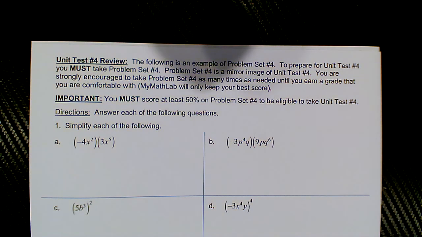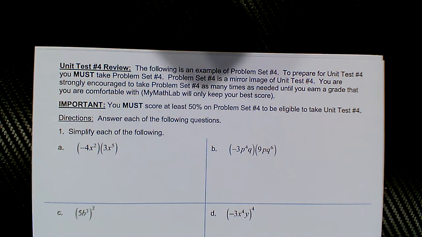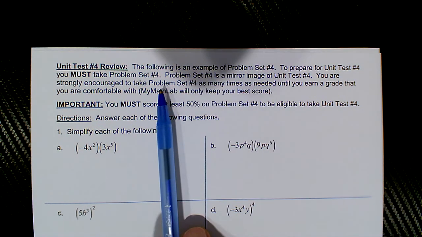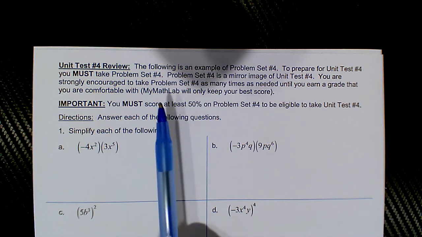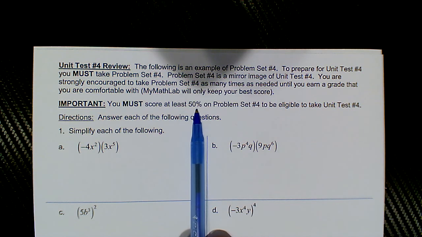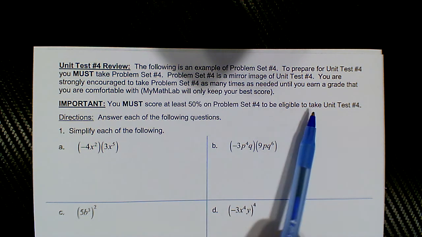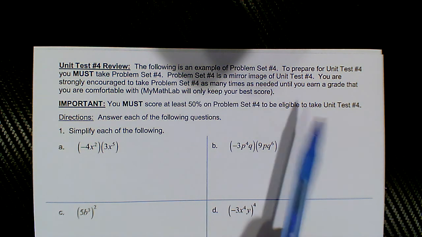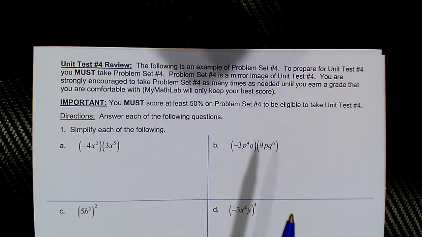Hello everyone. Here's a review for unit test number 4. This is basically an example of the problem set number 4. And recall that you must take problem set number 4 before taking unit test number 4, and we have a restriction here that you score at least 50% on problem set number 4 to be eligible to take unit test number 4.